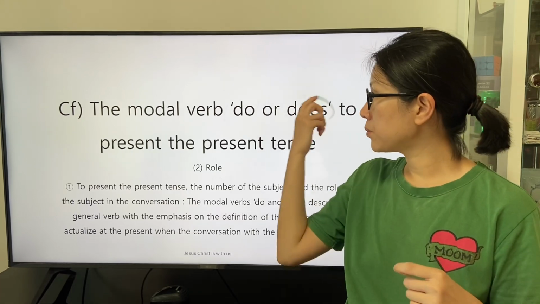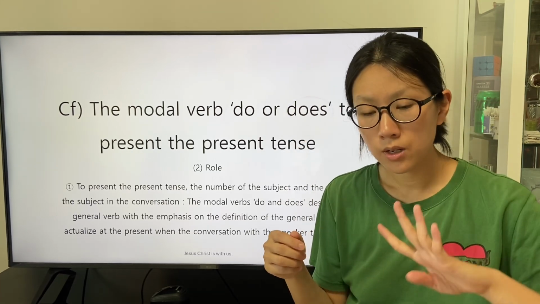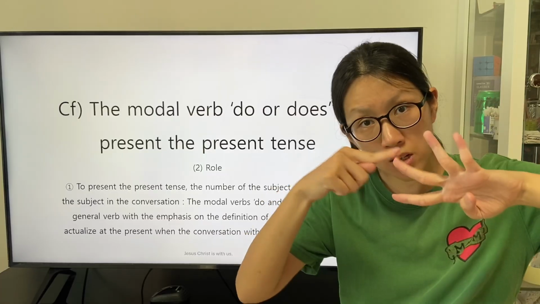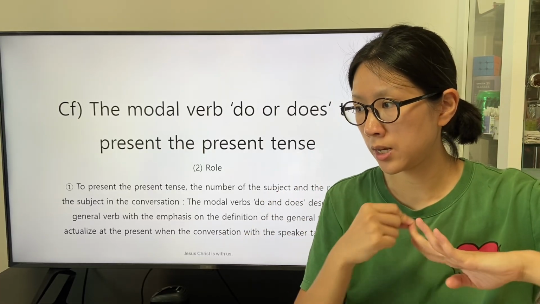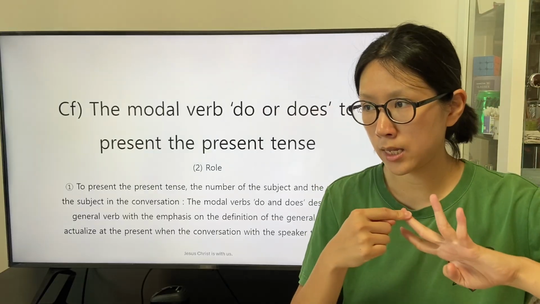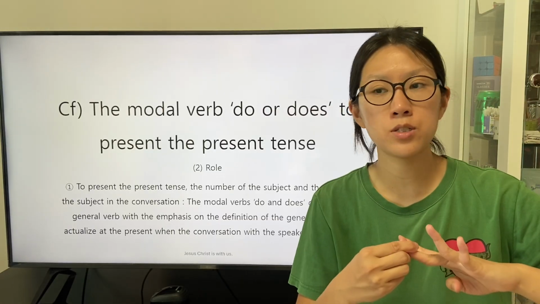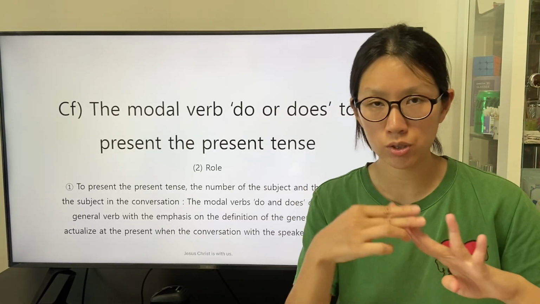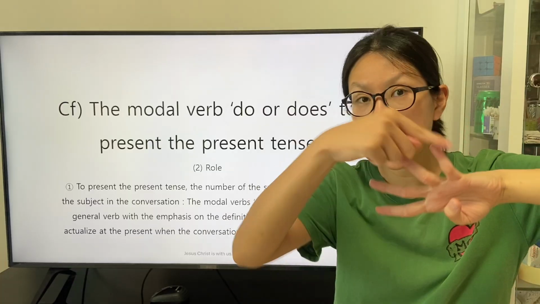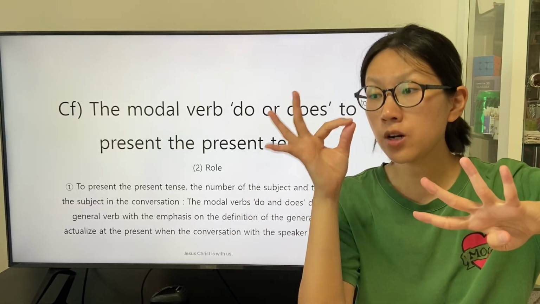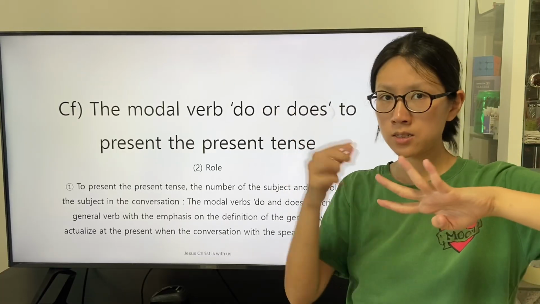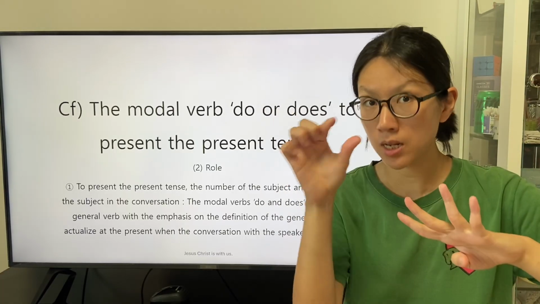The modal verb does is applied for the second classification of the subject whose number is 1 and does not participate in the conversation among the speaker and the listeners. Out of the 4 cases, we can understand that the case that the speaker applies the modal verb does is relatively limited.